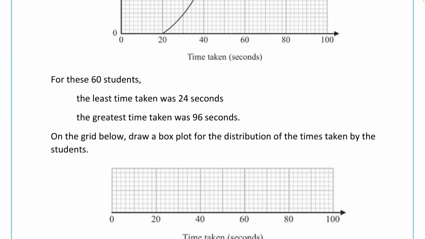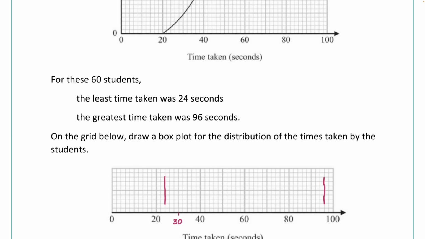So 24 and the 96, we can actually plot those. We want to read this scale carefully. Each square goes up in 2s, as there's 5 squares between 20 and 30. So 24 would be just here, and 96 is going to be 2 squares before the 100, so just there.